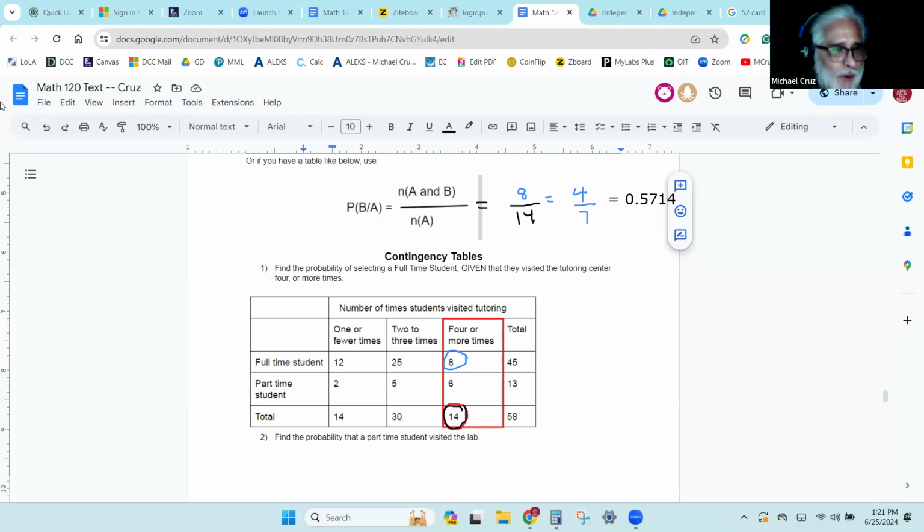We might be able to do it in the early class tomorrow, because I'm not sure that last chapter is going to take up enough time. But anyway, see how it's different. That was 8 for both of them, because that's the intersection of full time and 4 or more. But here the given is 4 or more, so that's 14. Whereas on the flip one, given that they were full time, it was 8 over 45.